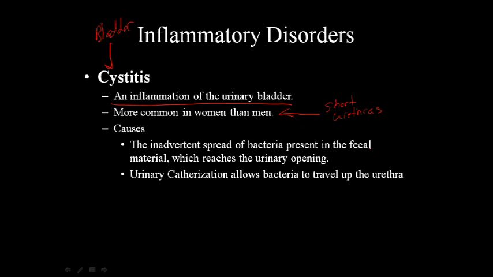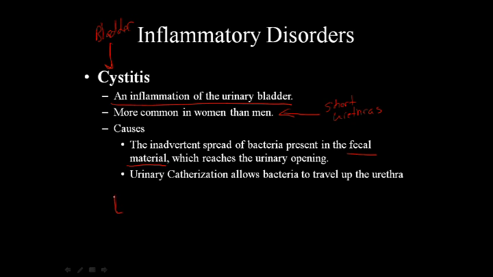So while it sounds kind of gross, fecal material has a tendency to make its way, based on the close proximity to the urethra. We won't go into detail how it can reach there, but fecal material actually makes its way to the urethra, reaches the urinary opening, and then has the ability to inflame the bladder because of a decreased length of the urethra.